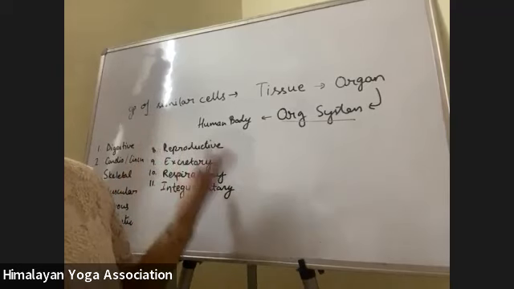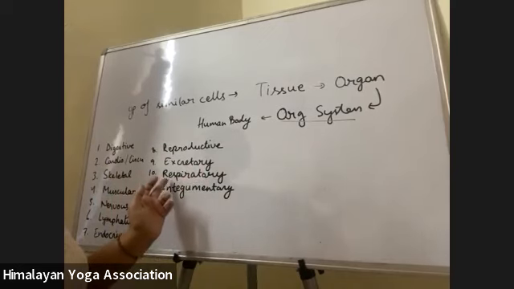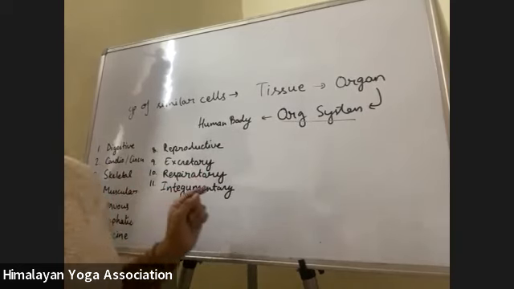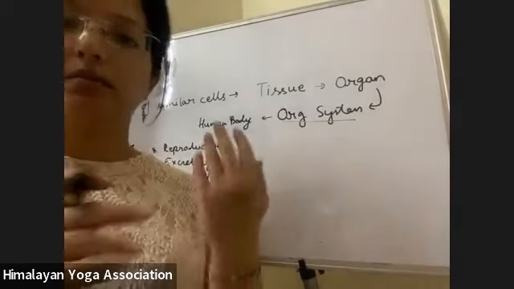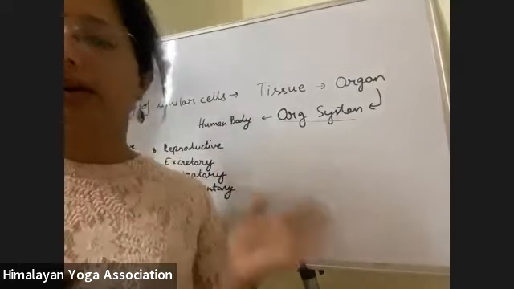Respiratory system, we are all doing pranayam. So whatever is involved in pranayam is the respiratory system. Then the integumentary system, it is the system which has your skin, your nails, your hair, all that.